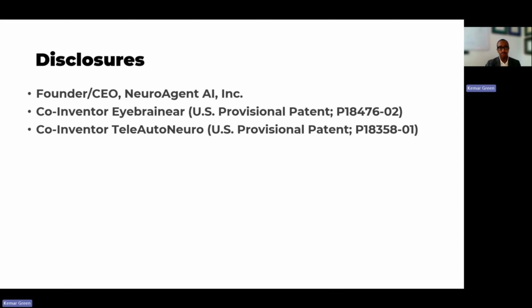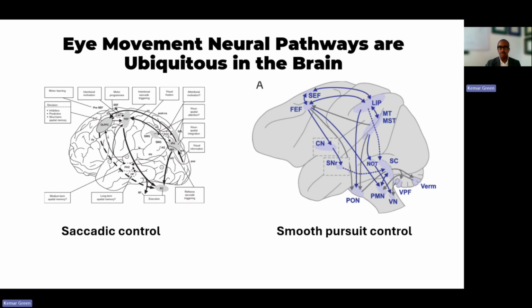Here are my disclosures. So I'm going to start off by showing you these two figures, which identify how the circuits for eye movements are represented in the brain. And this is just for two different eye movement types. This doesn't include all the eye movements that one could produce, but just for these two, you could see how much brain is involved in processing those two eye movement types.